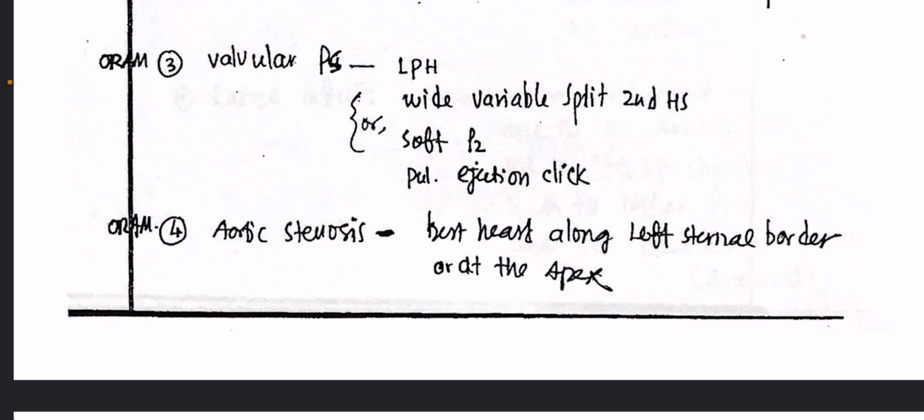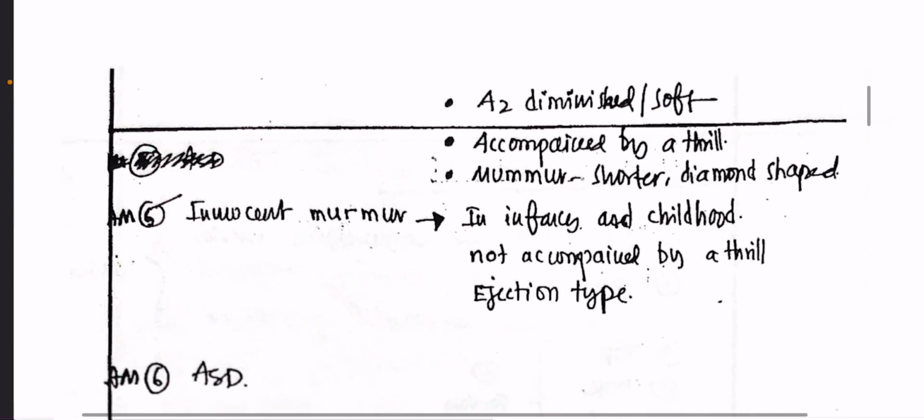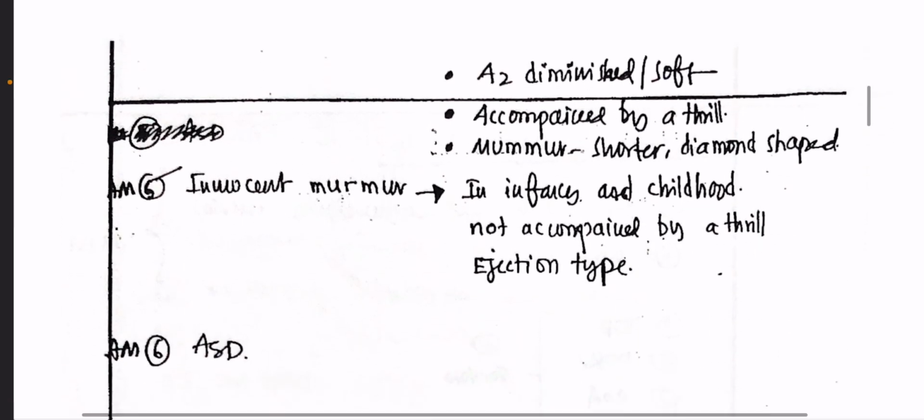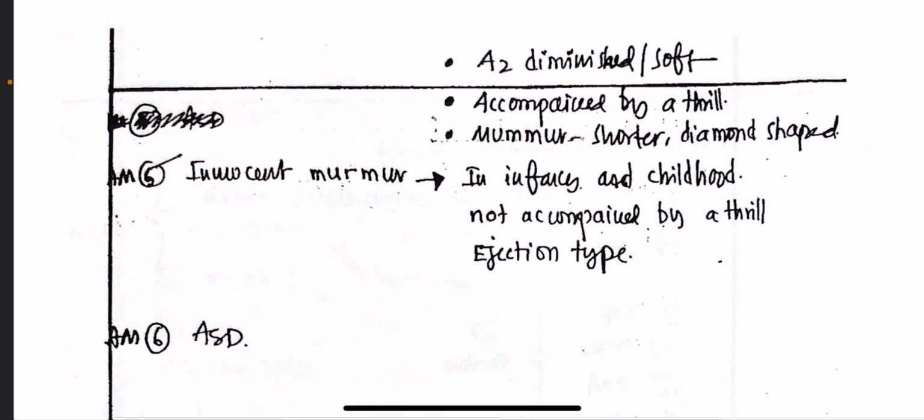ejection click. In case of aortic stenosis, best heard along the left sternal border or at the apex. A2 diminished, soft, accompanied by a thrill, murmur shorter, diamond shaped. Innocent murmur: in infancy and childhood, not accompanied by a thrill, ejection type murmur. Another differential is ASD.